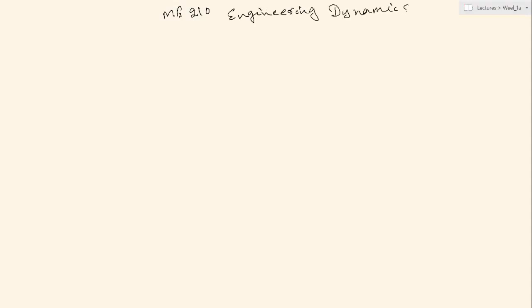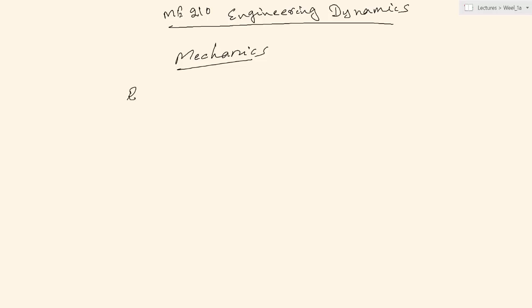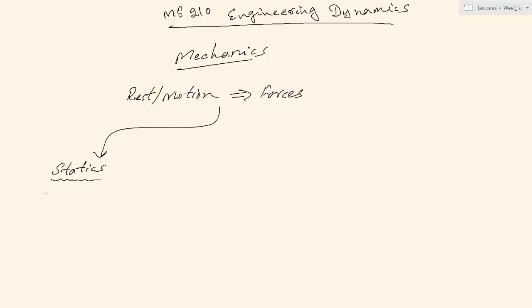Welcome to ME 210 Engineering Dynamics. It is a subpart of engineering mechanics. Mechanics is the physical science that is concerned with the state of rest or motion of bodies subjected to the action of forces. Engineering mechanics is divided into two areas of study, namely statics and dynamics. Statics focuses on bodies in equilibrium, such as at rest or moving with constant velocity.